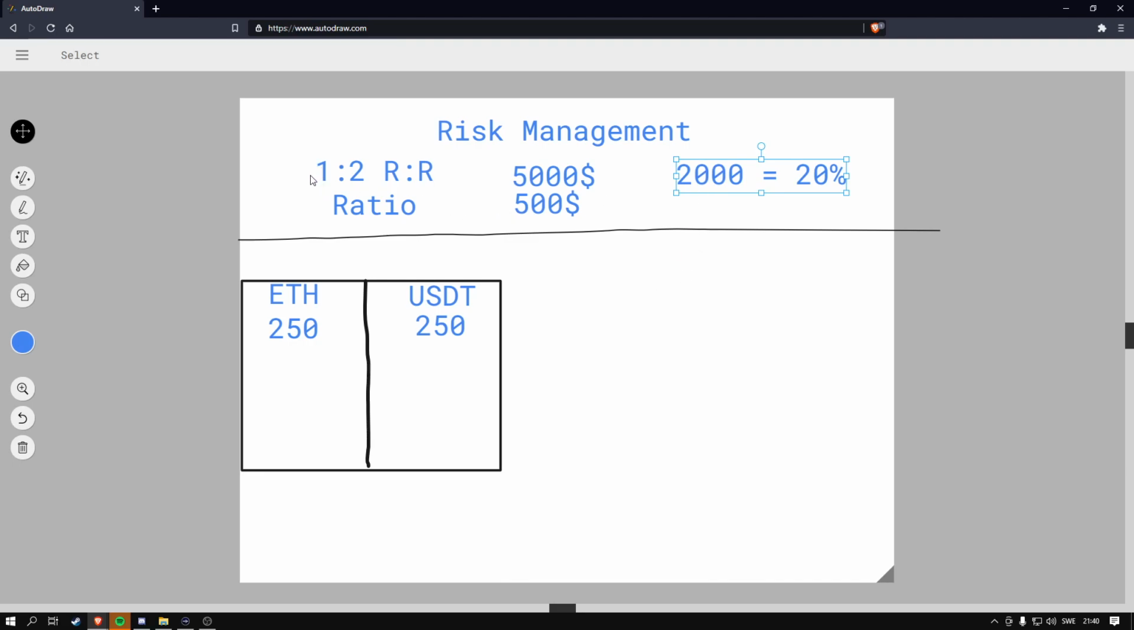So risk management is very important. It's a subject that you can go very in-depth into. I will later make a video that is more advanced, but it's very important to understand the basics. The basic is you don't want to risk your account. You want to minimize the risk, right?